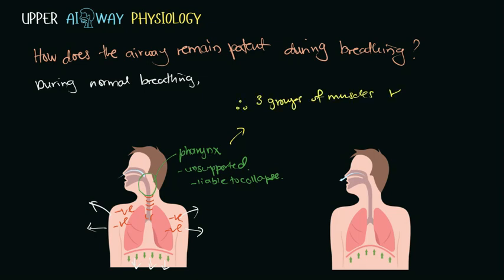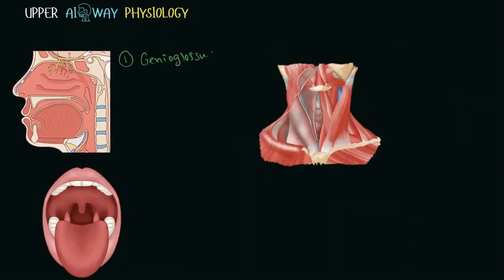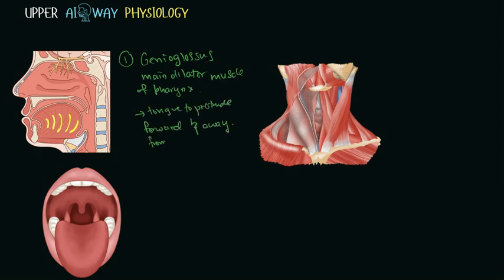In the pharynx, there are three groups of muscles responsible for maintaining upper airway patency. The first important muscle responsible for maintaining airway patency is the genioglossus, which is the bulk of muscle below the tongue here. Genioglossus is the main dilator muscle of the pharynx. It causes the tongue to protrude forward and away from the pharyngeal wall.